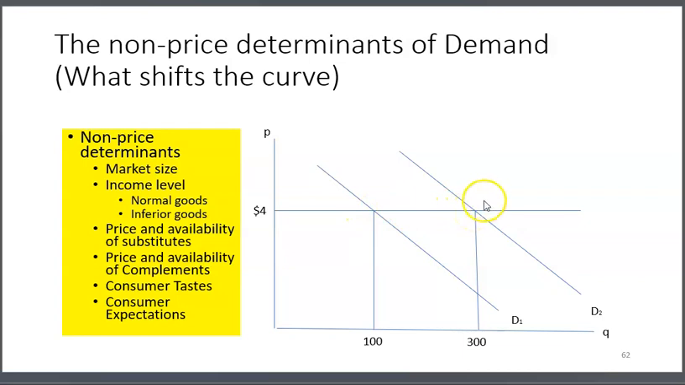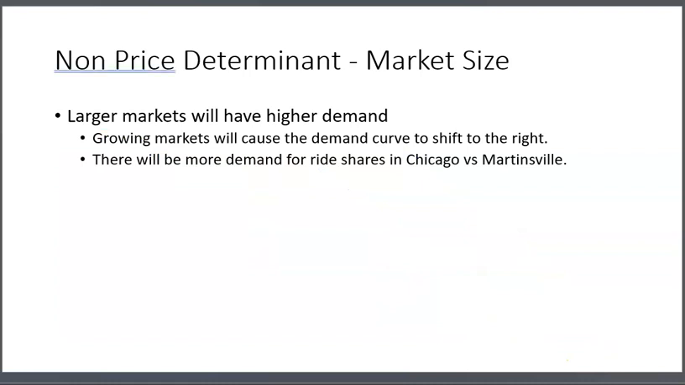And when we talk about the demand curve shifting, it'll shift because of the six main non-price determinants. Okay. And I'm going to go through each one in short order. So the first is market size, and this is pretty straightforward. If the market gets bigger, you should start to see more demand for a product. For example, there's going to be more demand for ride shares like Uber or Lyft in a big city like Chicago, Illinois, than you will see in a small city like Martinsville, Indiana.